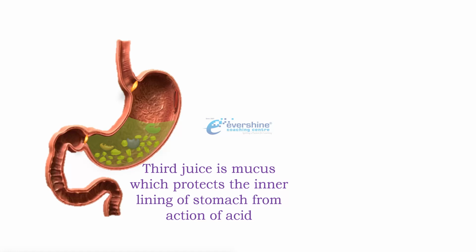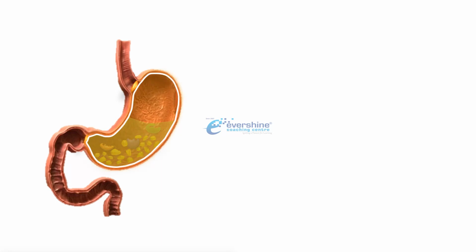So mucus is protecting the stomach from the action of acid. Any doubts? Are you getting it? So we have three juices. Which are those? Number one is hydrochloric acid, number two is pepsin, and number three is mucus. So these three different juices are helping in the digestion of food inside the stomach.